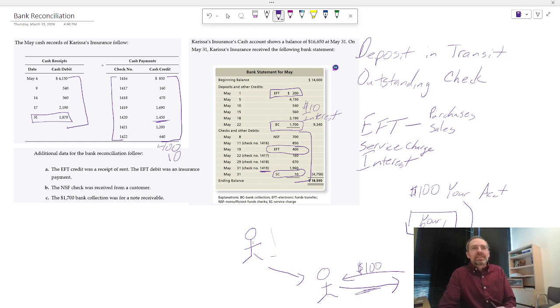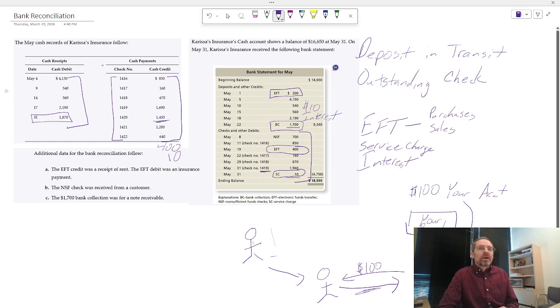So this is a situation where we are collecting money from a customer. And maybe the customer was late, or maybe they set up terms with us and we said, sure, but can you just do it through our bank?